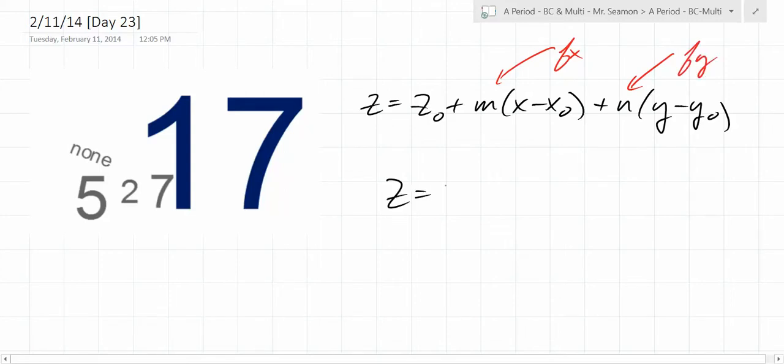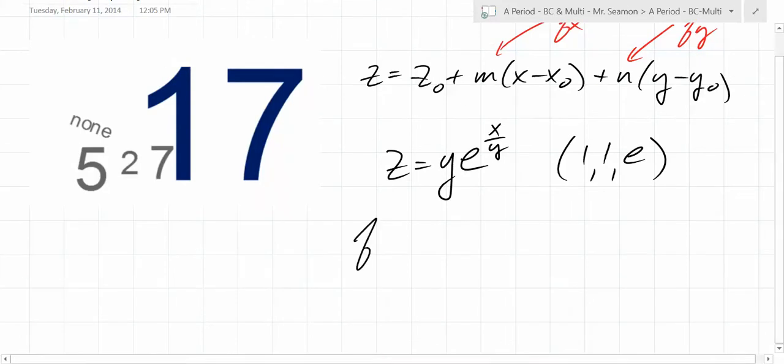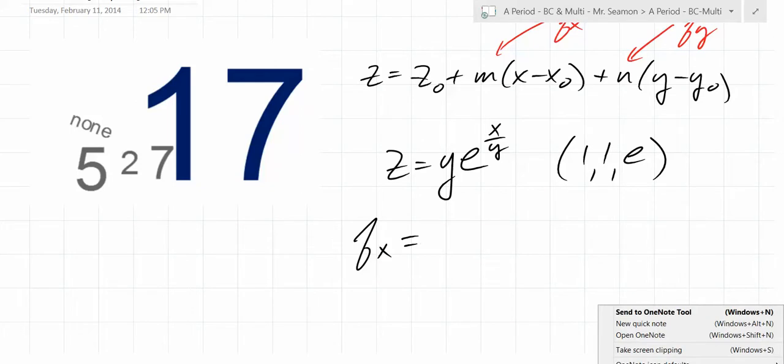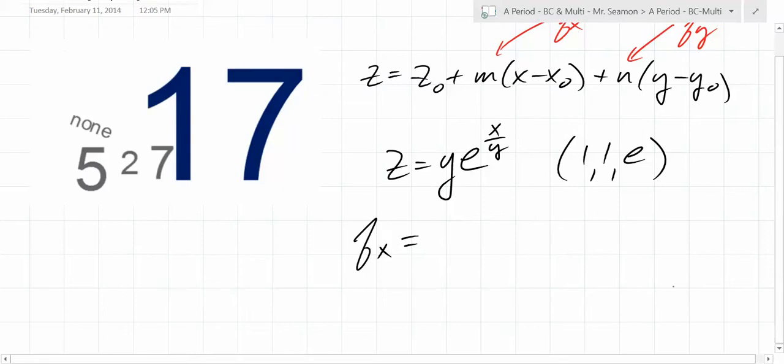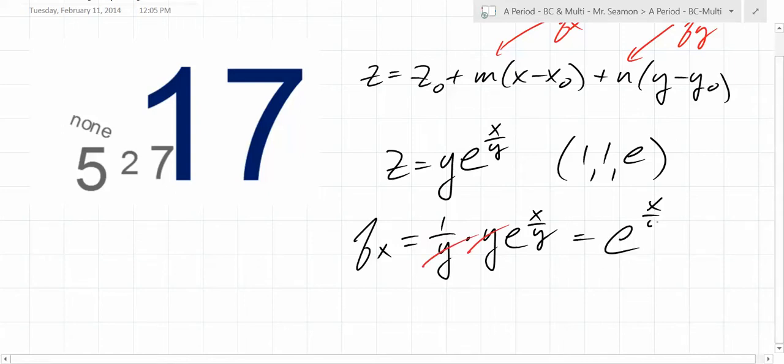It was z is equal to y e to the x over y. And what was the point? 1, 1, e. So you need to first find fx. You're differentiating with respect to x, so you treat everything as a constant except for x. The derivative of e to the x over y is e to the x over y times 1 over y. So the 1 over y kicks out, but then you have the same thing again, and that cancels. So you end up with e to the x over y.